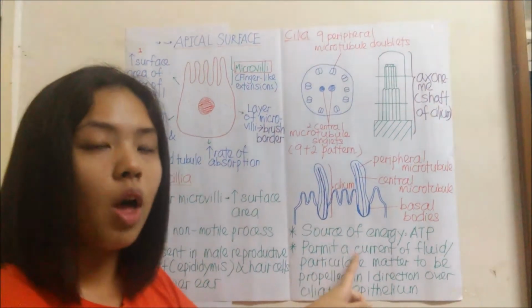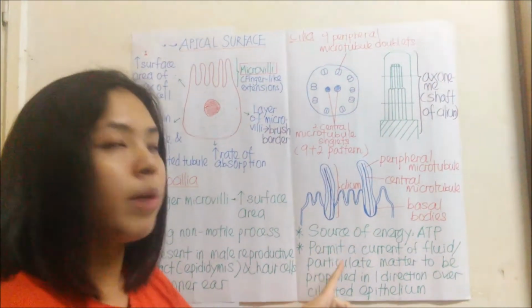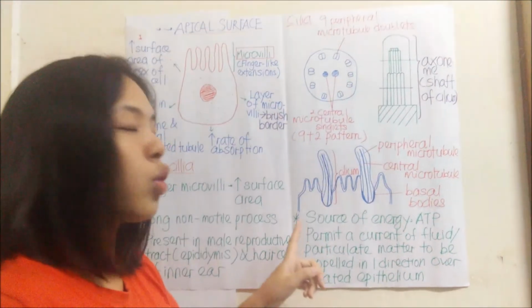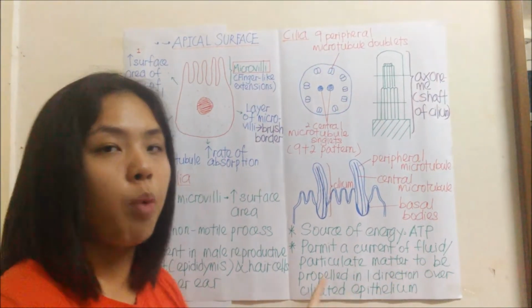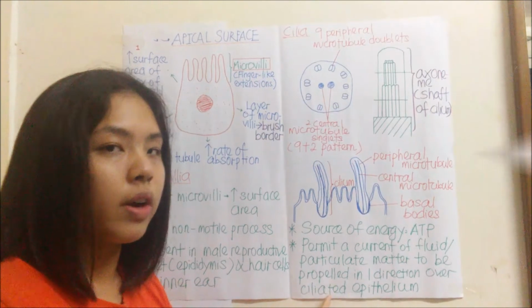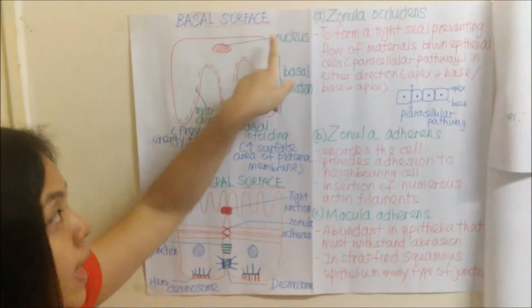The source of energy for ciliary movement is ATP, and ciliary movement is frequently coordinated to permit the currents of fluids or particulate matter to be propelled in one direction over the ciliated epithelium. So now I would like to explain the specializations on the basal surface.